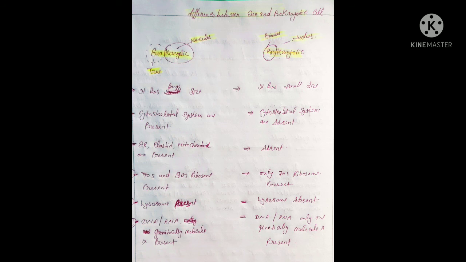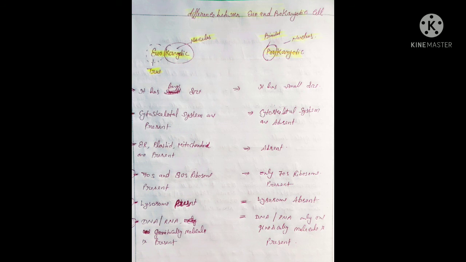Number 1, it has a large size. Number 2, cytoskeletal systems are present. Endoplasmic reticulum, plastids, and mitochondria are present. 80S ribosomes are present. Lysosomes are present. DNA and RNA are generally present as genetic molecules.